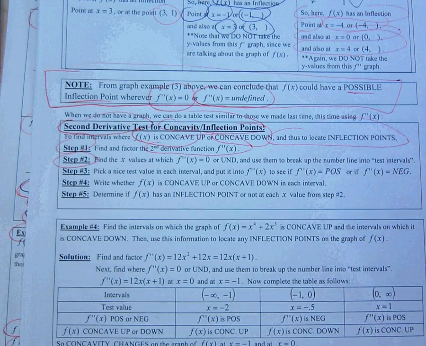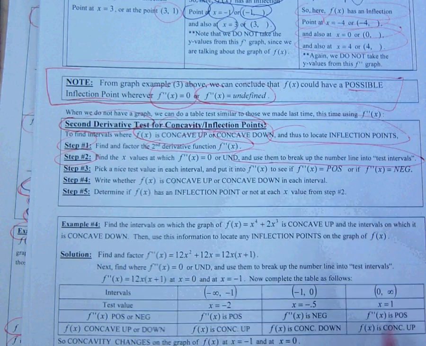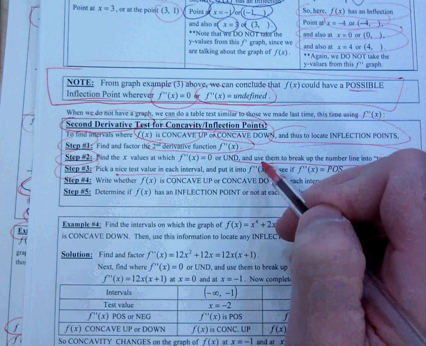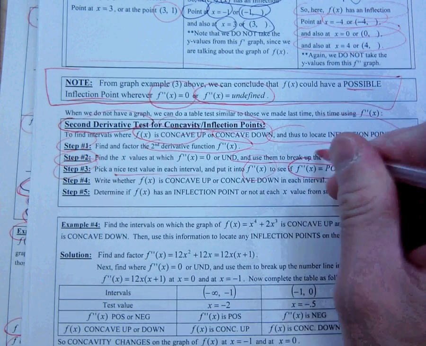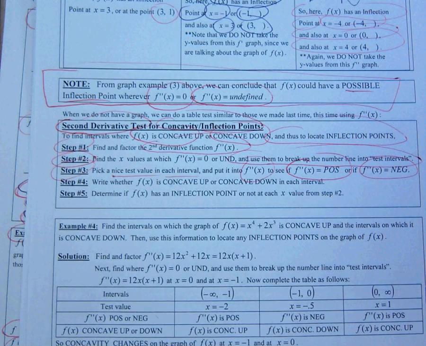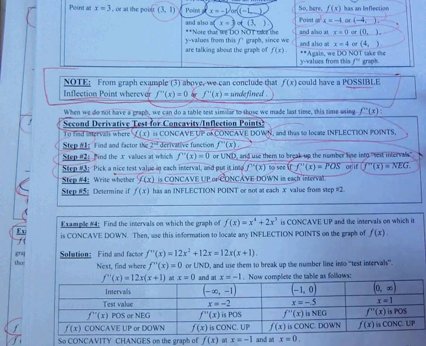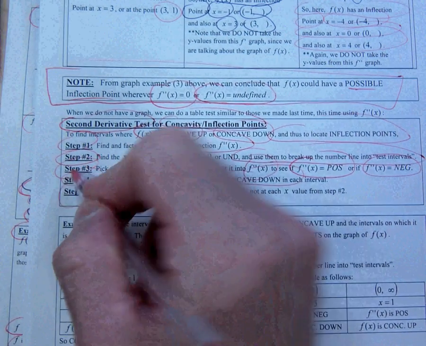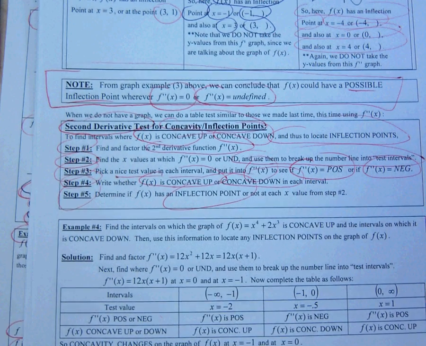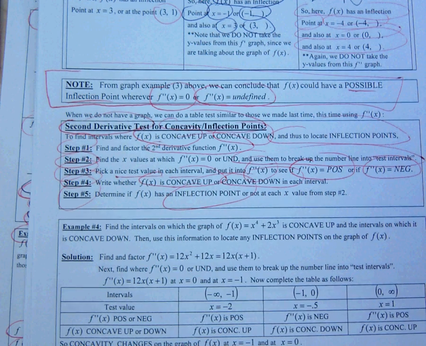Find where f double prime is 0 or undefined, and then use those to break up your number line into test intervals. At that point, we're going to pick any nice test value in each interval, put it into f double prime to see if f double prime is positive or negative, and then what will that tell us about f on those intervals? It'll tell us whether f is concave up or concave down, and then that will also allow us to pick out the inflection points on f. So you see where we're going with all this today? That's going to be the majority of what we do. All right, so here we go.